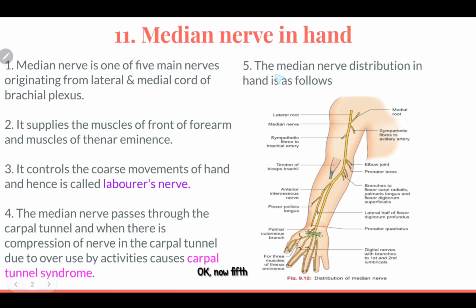Okay, the fifth point is that the median nerve distribution is given. So even though they have asked the median nerve of hand only, you can also draw this diagram, which is the median nerve distribution of the whole upper limb. There is no harm in that. But anyhow, you have to draw the diagram and explain. Okay, now let's move on to the next question.